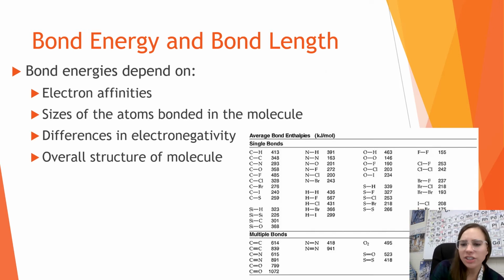So bond energies are going to depend on a lot of different things. It's going to depend on the electron affinity of the atom itself, the size of the atom, the differences in their electronegativity, so how strongly they pull on those electrons, and just the overall structure of the molecule. So the picture I have there is one I'm going to link for you as well, but it just has a bunch of average bond enthalpies.